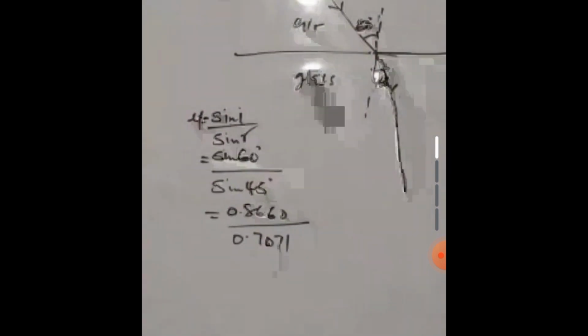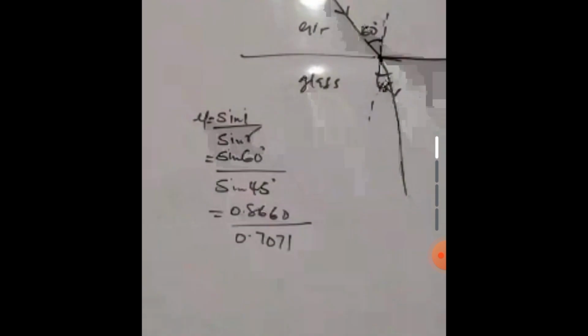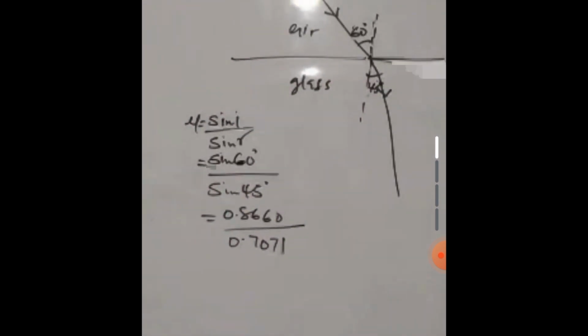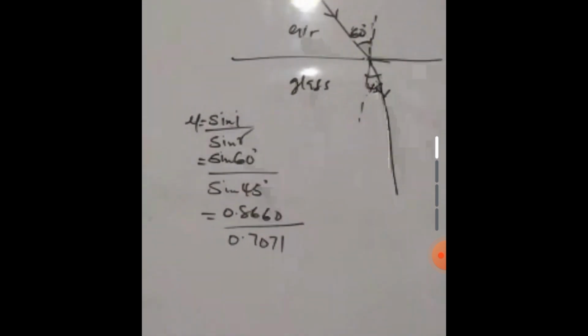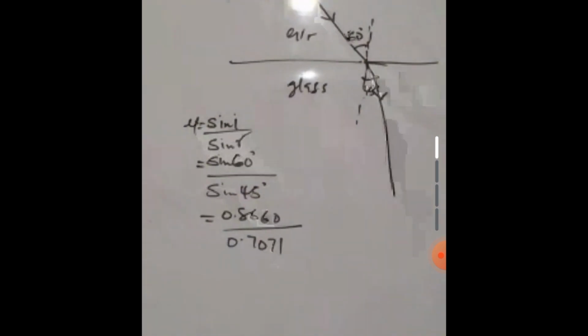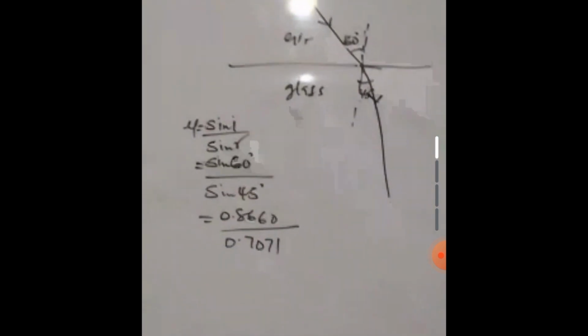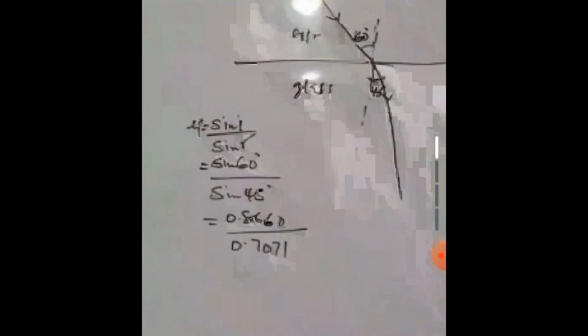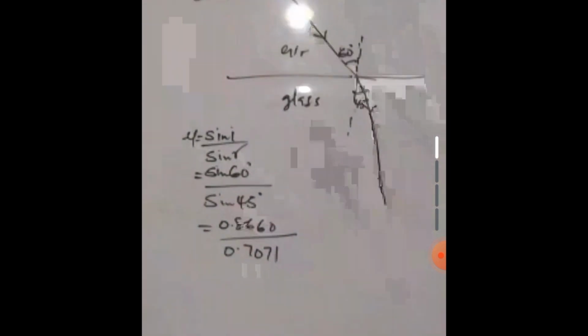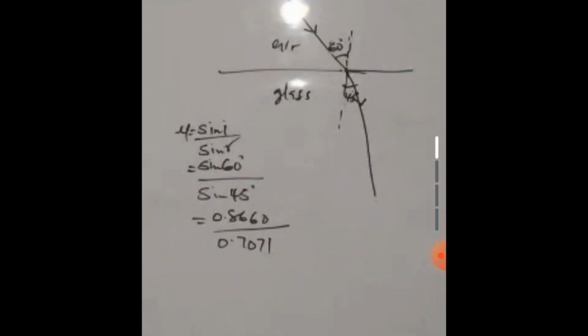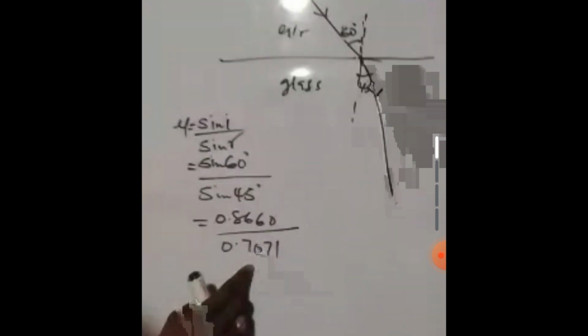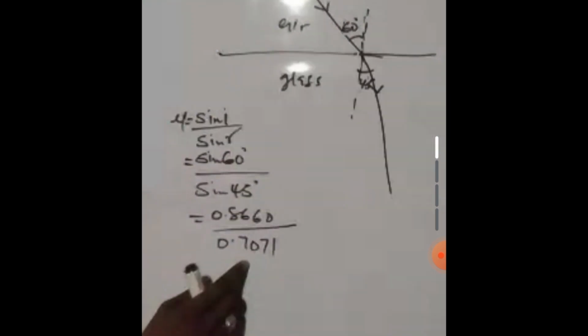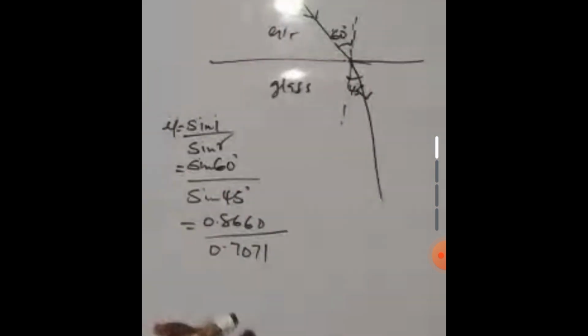I think 0.851. Sine 45 is 0.70. Yeah, sir, 0.70. Sine 45 is 0.70. See, I'm right. 0.7071. I'm right, Jerry. You are right.